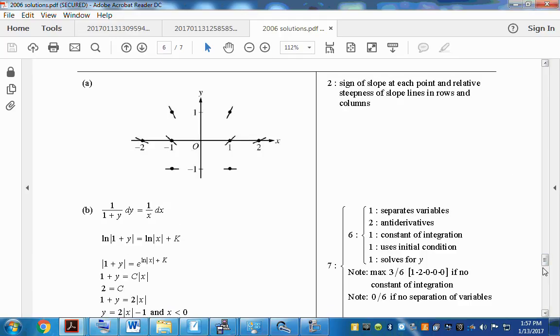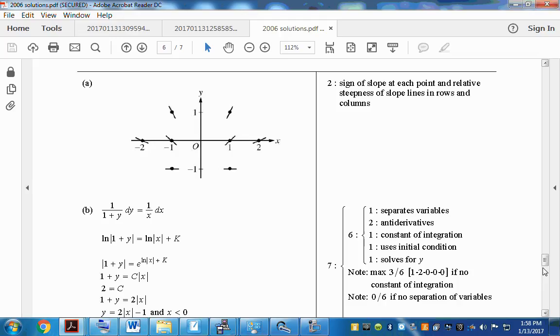Okay, here's your solution. Notice that this is worth 9 points. All these are worth 9 points each. 6 of the points were over here, doing the separation, and getting the antiderivatives, the constant, solving for y. 2 of the 9 points was drawing the picture. They just gave you 2 points. Don't spend a lot of time on it.